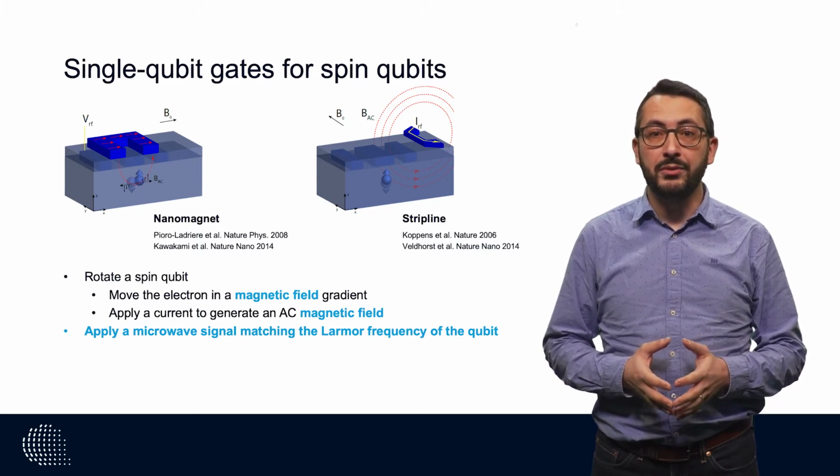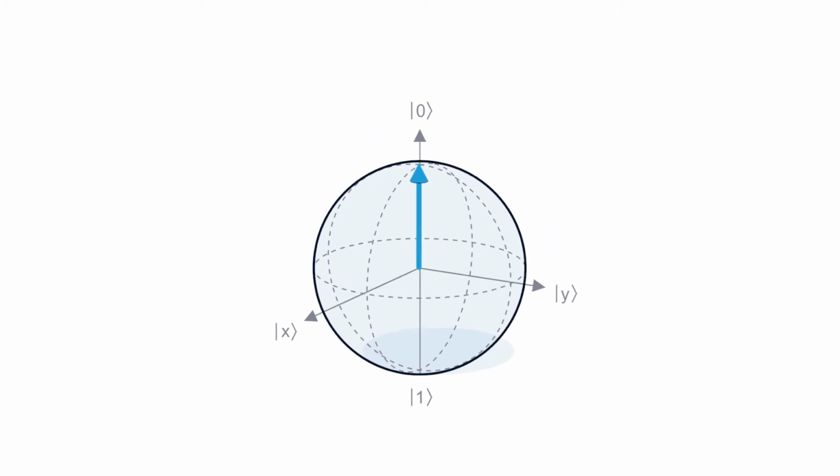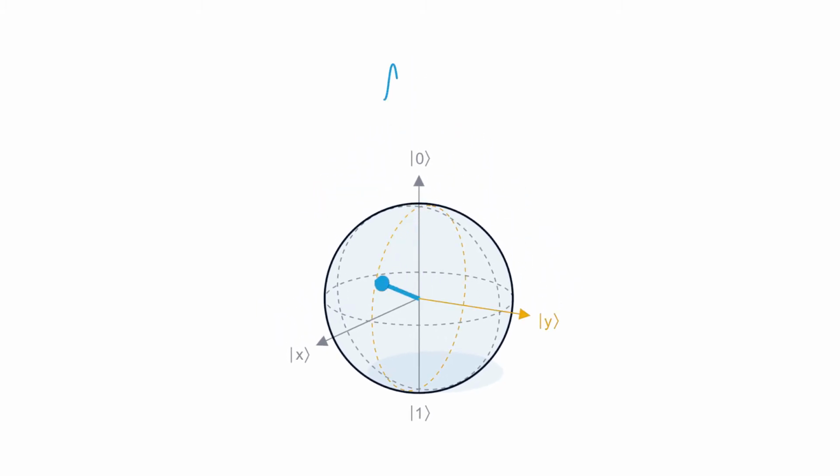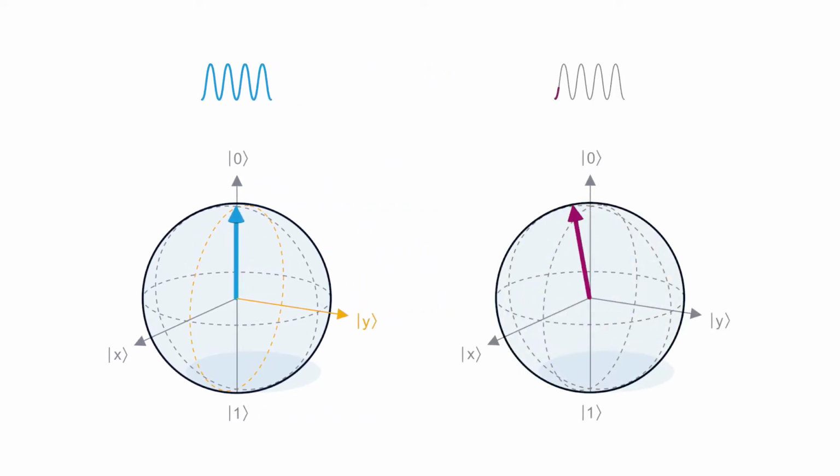of the specific qubit. If we apply a microwave signal with the frequency matching the Larmor frequency of our qubit, the qubit will start rotating in the Bloch sphere around one axis, for example, the y-axis in this case. If we want to rotate the qubit around a different axis in the Bloch sphere, we have to change the phase of our microwave signal.